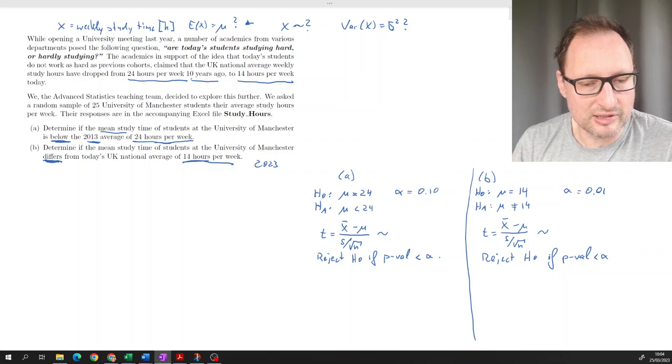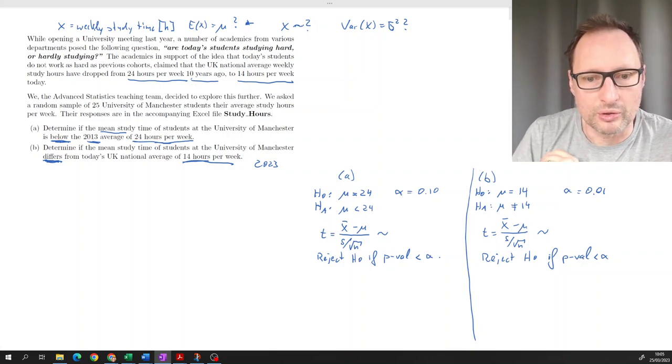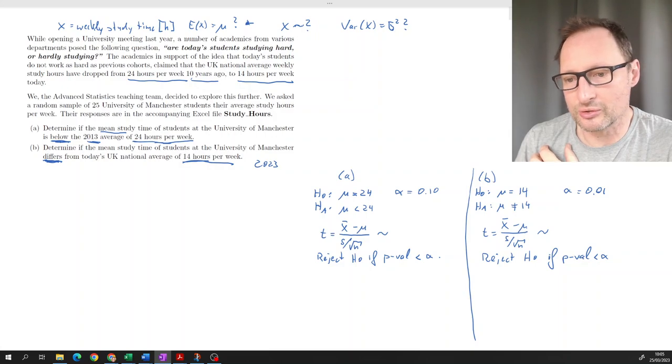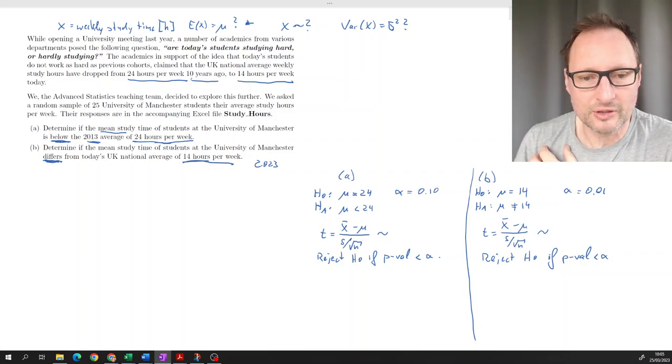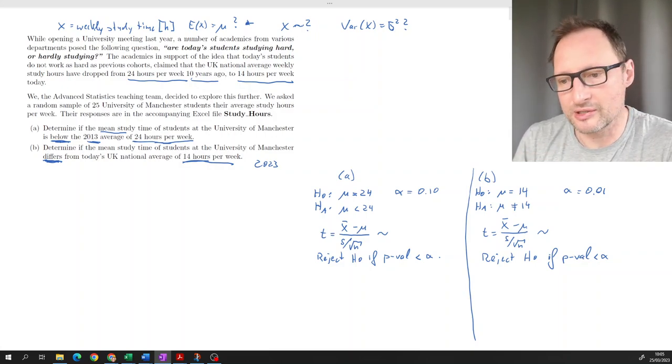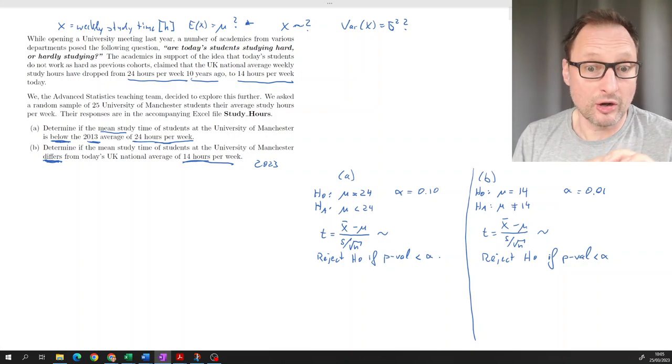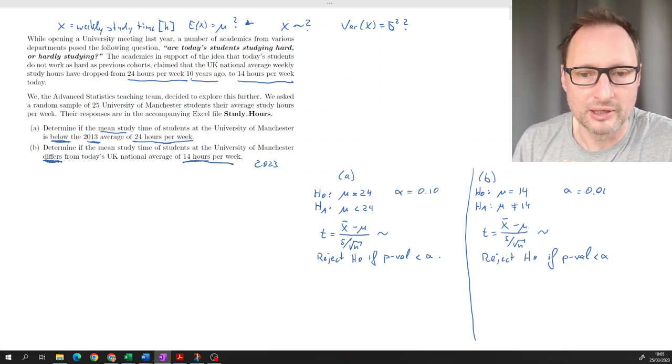Remember, this test statistic is a random variable because we're having that X bar, that is a random variable. And in fact, that S is also a random variable. So therefore, the test statistic is a random variable. We need to know its distribution so we can calculate a p-value. And this is now often the most difficult part.